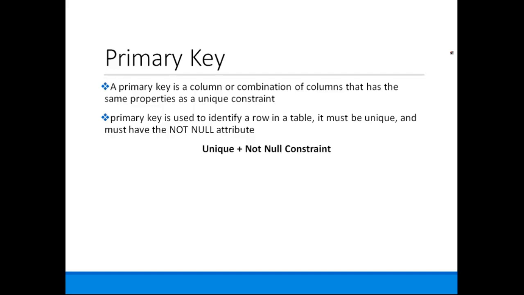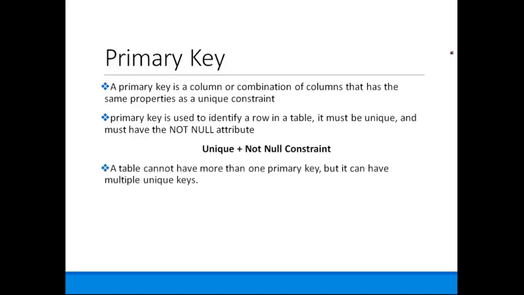Primary key column should not have a repeated value. It accepts only unique values. And primary key column should not have a null value. It will not accept the null value. That means primary key is a combination of unique key and not null key constraint.